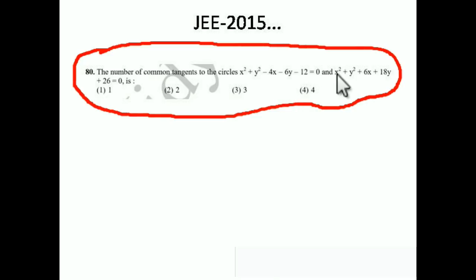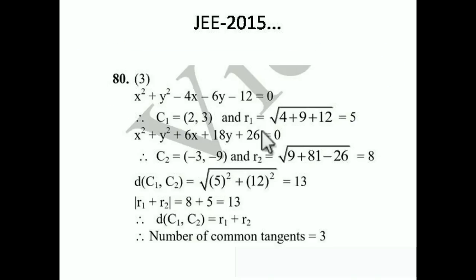So for the first circle and second circle, let's do that. The first circle: x square plus y square minus 4x minus 6y minus 12 is equal to 0. Now compare this equation with the general equation, x square plus y square plus 2gx plus 2fy plus c is equal to 0. In that equation, the center is minus g, minus f. So here the center is 2, 3. Radius is the square root of g square plus f square minus c. So 2 square plus 3 square plus 12 here. It is 4 plus 9 plus 12, so it's 25. So radius is 5 here.